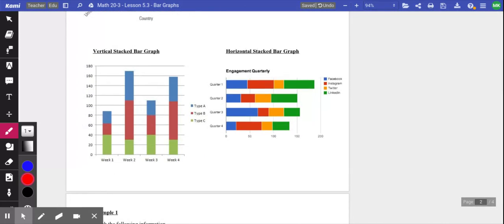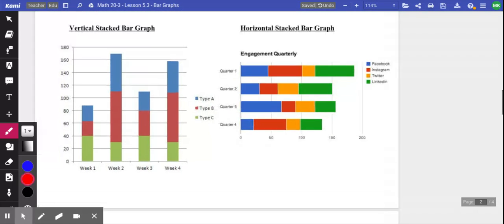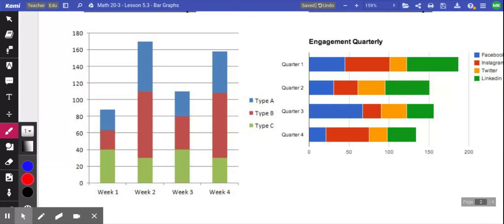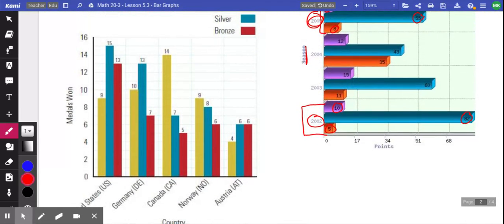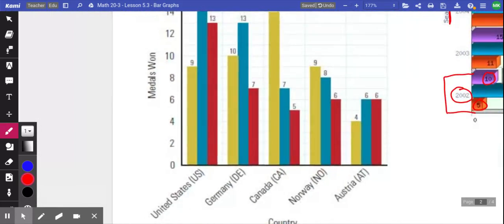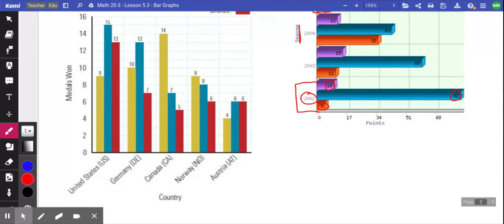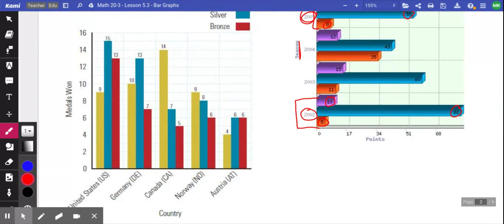Cool. Stacked bar graphs and stacked horizontal graphs. Just put those categories on top of each other. So for instance, if we look at this, if you want to do the number of medals, you could have stacked these medals, right? I could have gone 9 gold, and then on top of the 9 gold, I could have gone 15 more silver, and then I could have gone 13 more bronze to make one really big bar graph. And that would be a stacked bar graph.